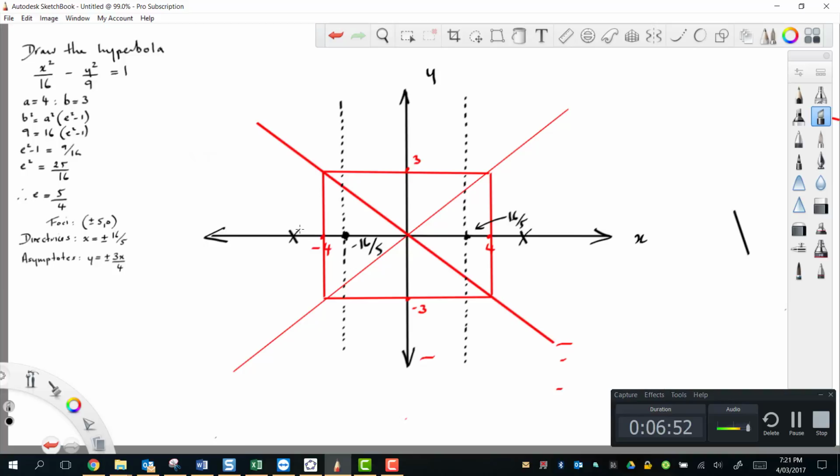All right, so we're good to start drawing it. Now when we draw it, it's going to go through plus or minus a. So let's draw that as well as we can. And there we go, that's the drawing of the hyperbola, fairly accurately.